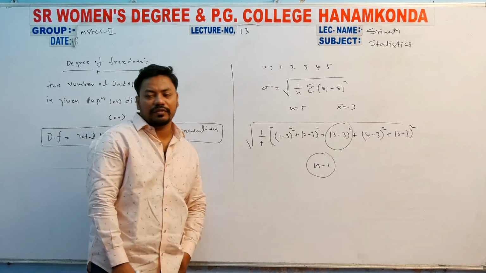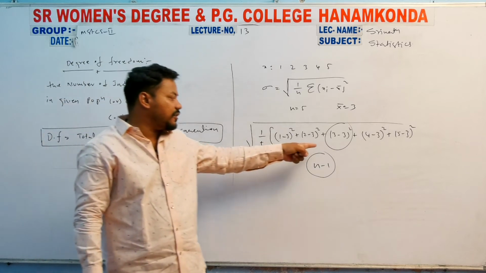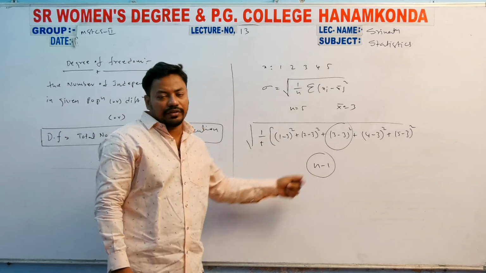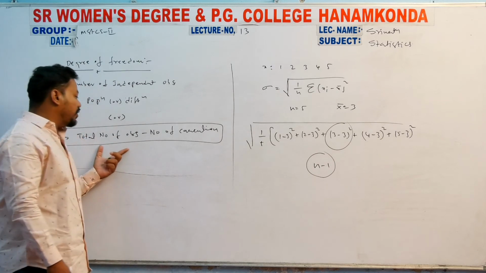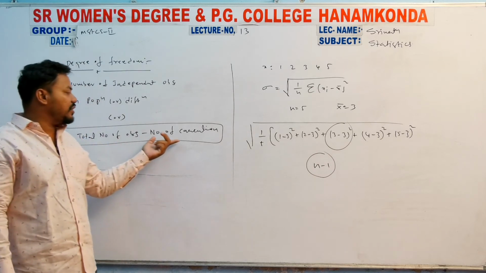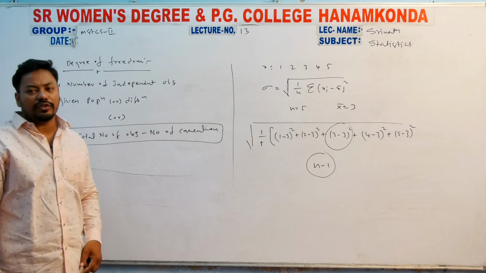n is the number of observations and one observation is cancellation. This is the formula. Total number of observations is small n and number of cancellation is 1. That is the degrees of freedom, n minus 1.